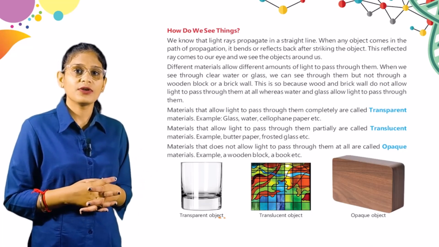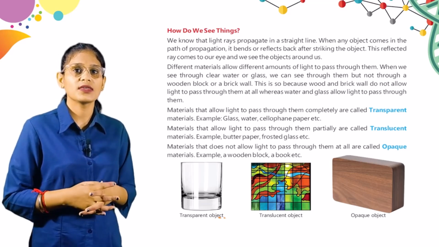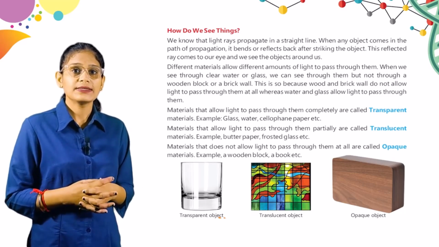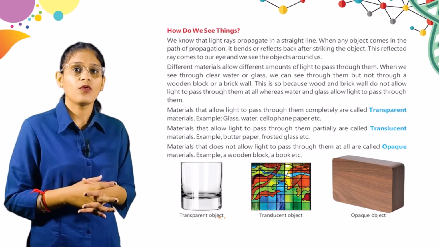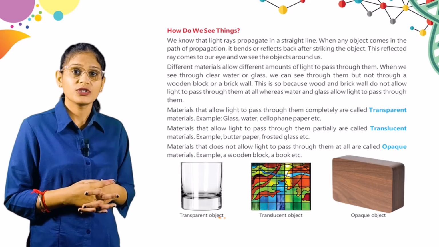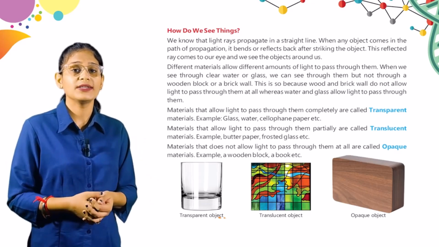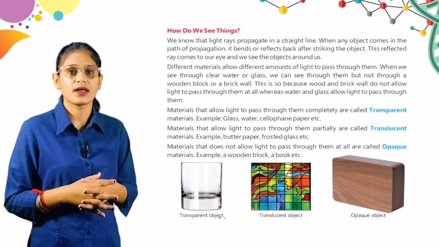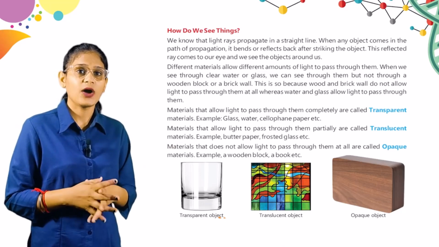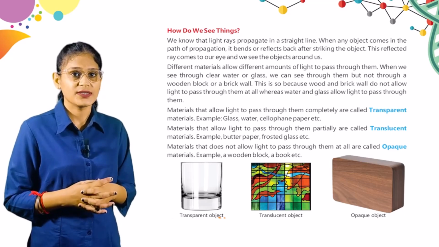Different materials allow different amounts of light to pass through them. When we see through clear water or glass, we can see through them but not through a wooden block or a brick wall. This is so because wood and brick wall do not allow light to pass through them at all, whereas water and glass allow light to pass through them. So हर एक मटेरियल की अपनी एक क्वालिटी होती है कि वो लाइट को कितना पास कराते हैं और कितना नहीं. Okay, now we have materials that allow light to pass through them completely are called transparent materials.